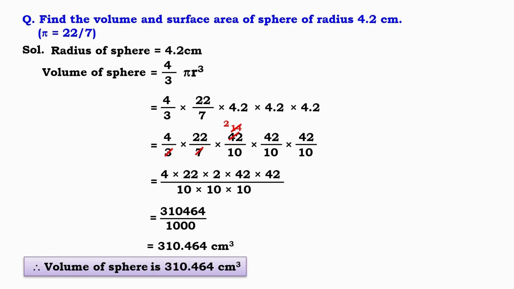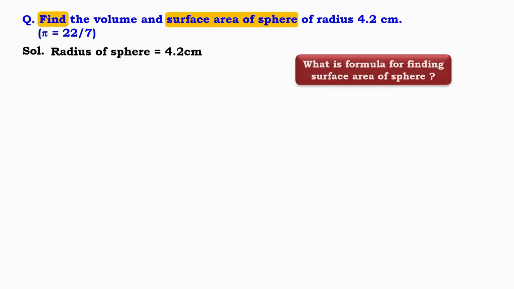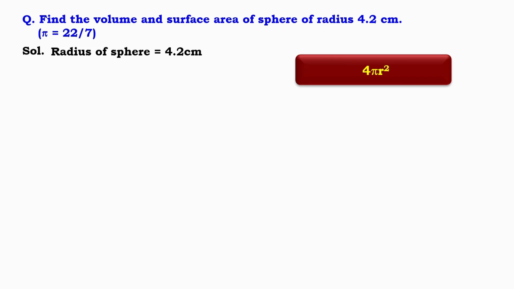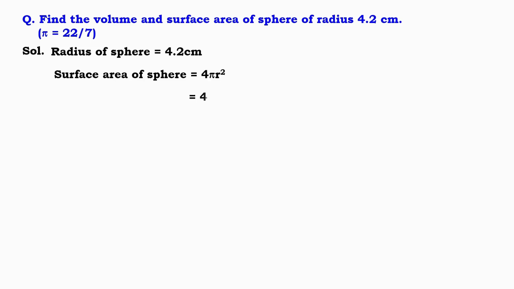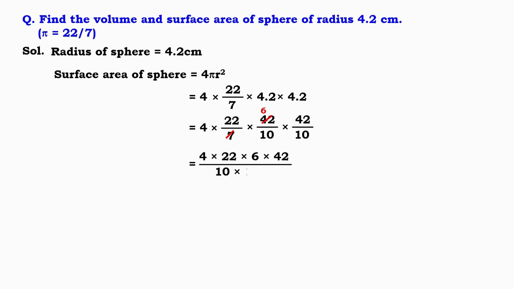Now we need to find out the surface area of the sphere. So what is the formula for finding the surface area of a sphere? That is equal to 4 pi r square. Now put that value, 4 into 22 by 7 into 4.2 into 4.2. So which is coming 221.76 centimeter square. So this is the surface area of the sphere.